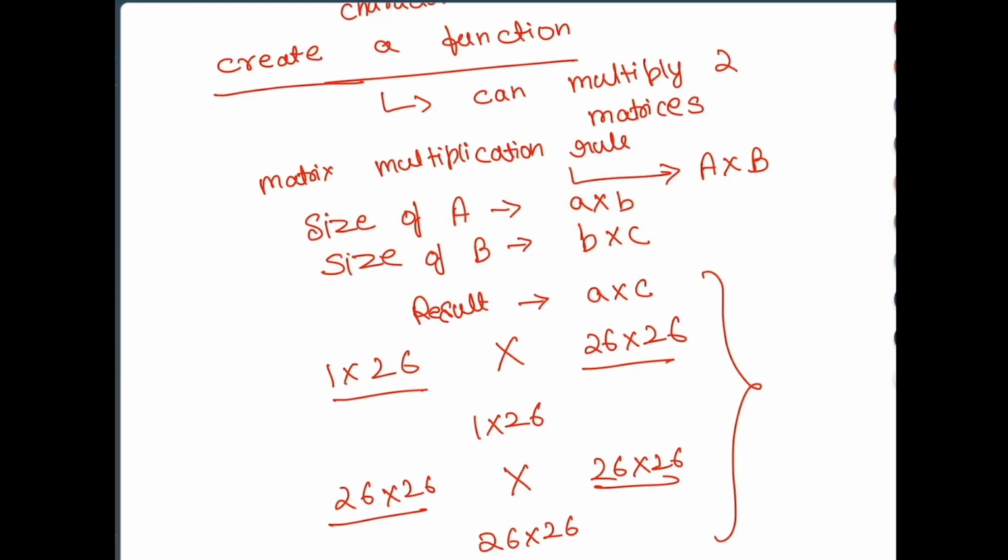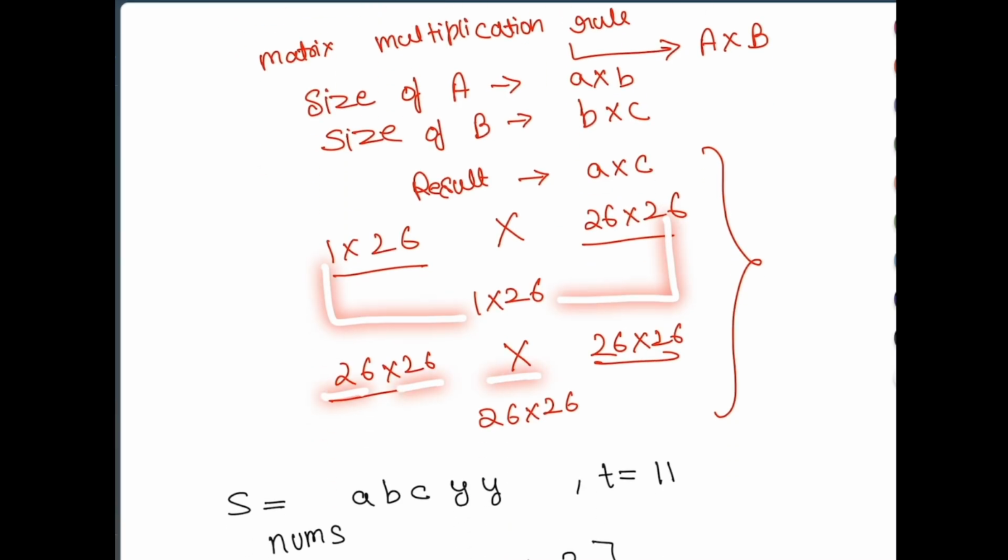So basically if you are multiplying A with B, the number of columns in A should be equal to the number of rows in B, and the resulting matrix is A by C, right? A rows and C columns. For example, if there is a matrix of 1 row and 26 columns multiplied by 26 rows, 26 columns, then the result will be 1 row and 26 columns. If it is of 26 by 26 multiplied by 26 by 26, it will be 26 rows, 26 columns.